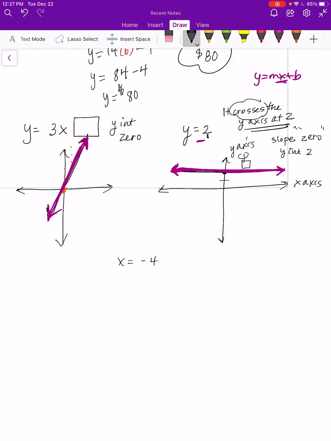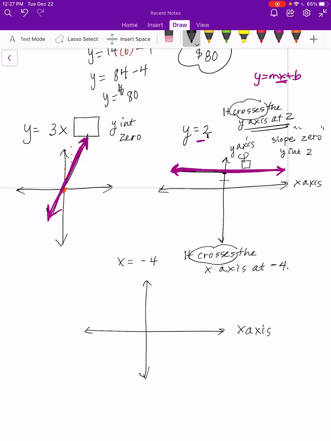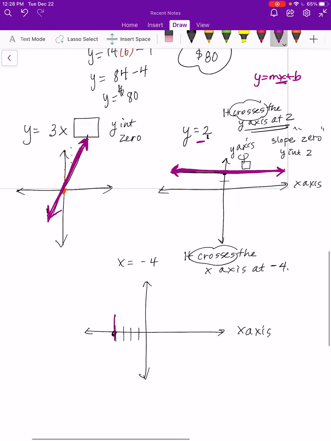Last but not least, let's talk about x equals -4. I believe these are all on your homework tonight, and if they're not tonight, they are tomorrow. So remember, when I see this, I think to myself, it crosses the x-axis at -4. The only way to cross the x-axis at -4, 1, 2, 3, 4, is right here. You've got to go through it, so your line's going to be like this. So x equals -4. If it asks you your slope, which it probably will, that's how the homework is laid out.